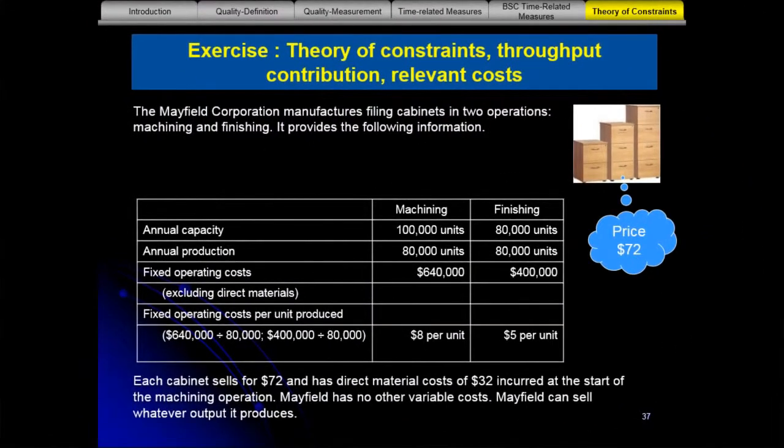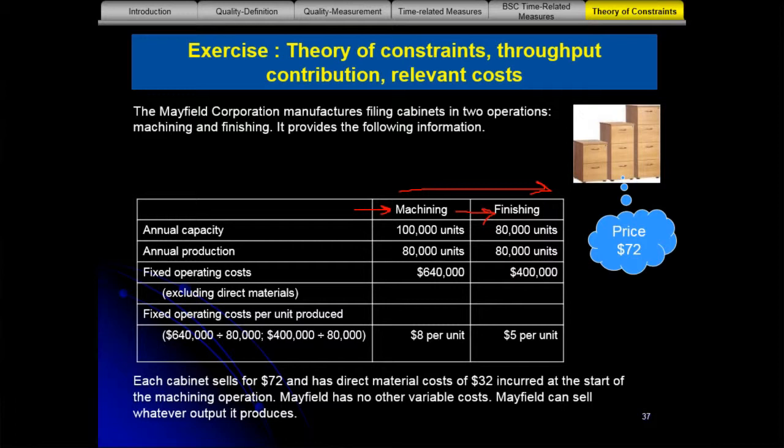So let's get into this example. Mayfield Corporation manufactures filing cabinets in two operations, machining and finishing. It provides the following information. So we have a production line here, all right? The filing cabinets are machined first, all right? So they are assembled, they're welded together, they're boxed together, they are pushed together, what have you. Then finishing. Maybe they're varnished if they're wooden. Maybe they get a coat of durable paint or something like that, so they'll last forever. So then we have finishing. So go machining and finishing.